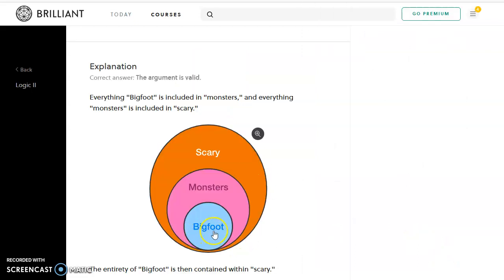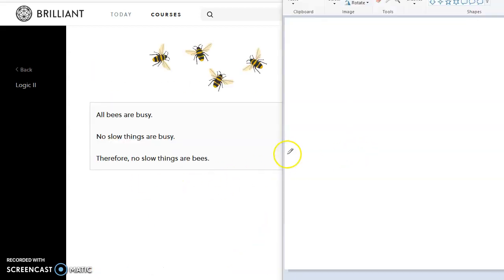Here's your Venn diagram to show that the given statements say Bigfoot lies entirely within the category of monsters and monsters lies entirely within the category of scary. Therefore, Bigfoot must lie entirely within the category of scary. And that is the law of syllogism. So here's a case where I'm actually going to start with the diagram because it helps me think about this situation.